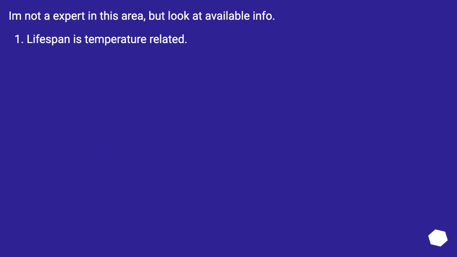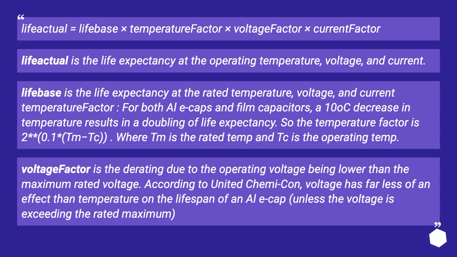I'm not an expert in this area, but look at available info. Lifespan is temperature related. Life actual equals life base times temperature factor times voltage factor times current factor. Life actual is the life expectancy at the operating temperature, voltage, and current. Life base is the life expectancy at the rated temperature, voltage, and current. Temperature factor: for both LE caps and film capacitors, a 10 degree decrease in temperature results in a doubling of life expectancy. So the temperature factor is 2^((Tm - Tc)/10), where Tm is the rated temp and Tc is the operating temp.